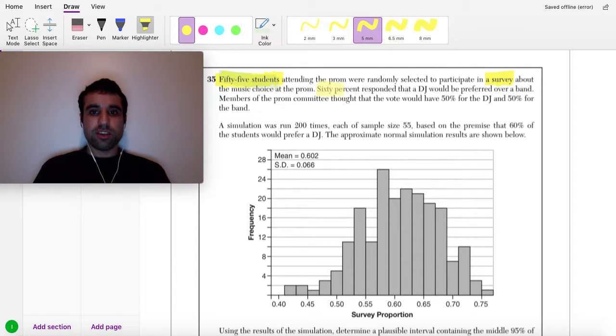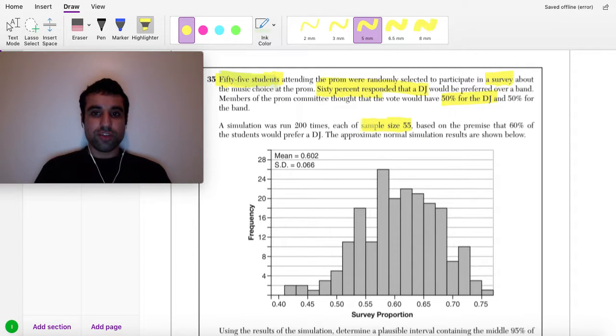60% responded that a DJ would be preferred over a band. So 60% wanted the DJ, 40% wanted the band. Members of the prom committee thought that the vote would have 50% for DJ and 50% for the band. A simulation was run 200 times, each of sample size 55, just like in the sample that they got.